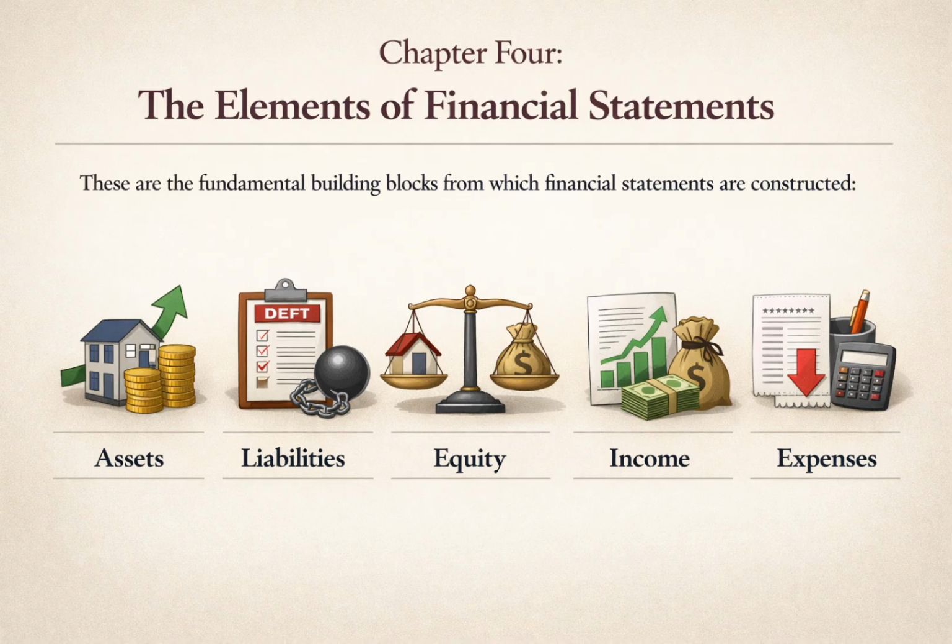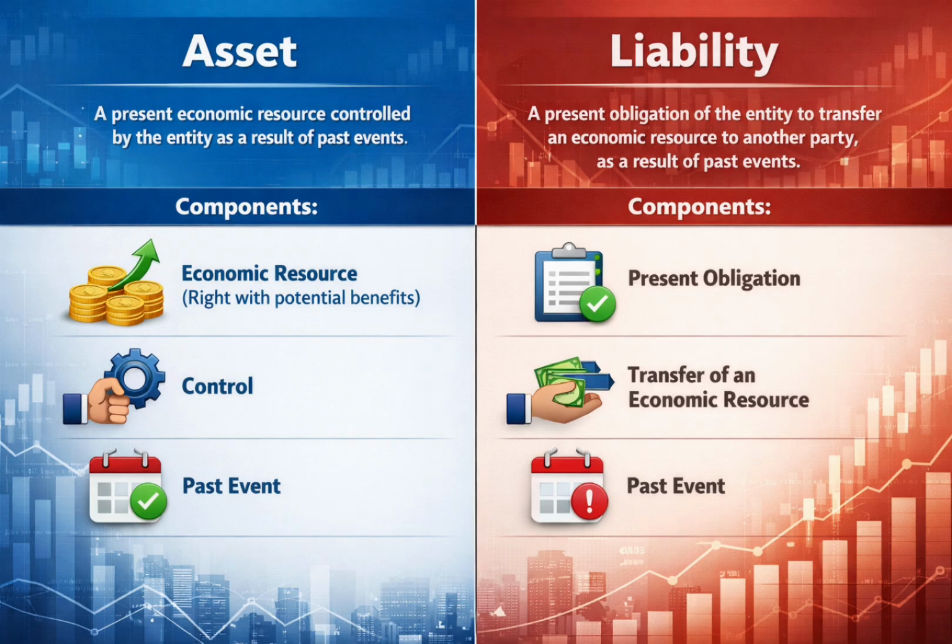Chapter 4. The elements of financial statements. These are the fundamental building blocks from which financial statements are constructed: assets, liabilities, equity, income, and expenses. Asset. A present economic resource controlled by the entity as a result of past events.